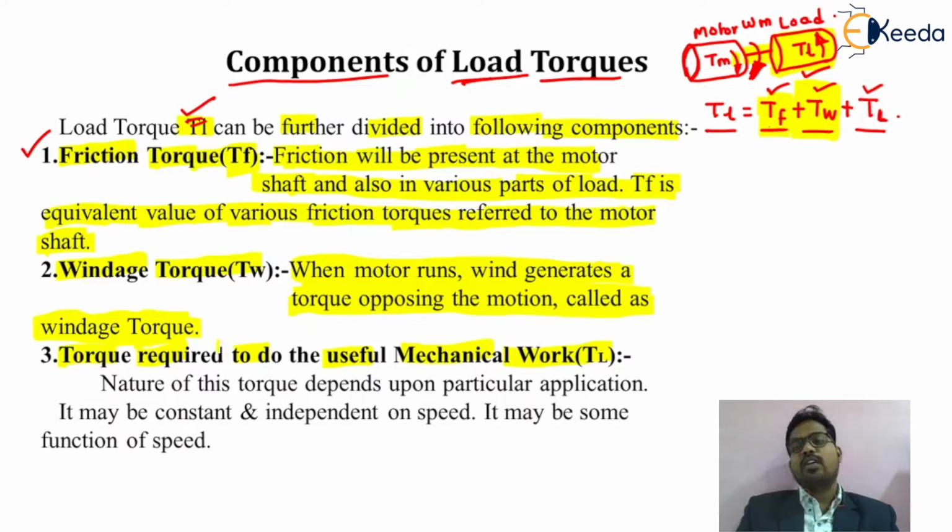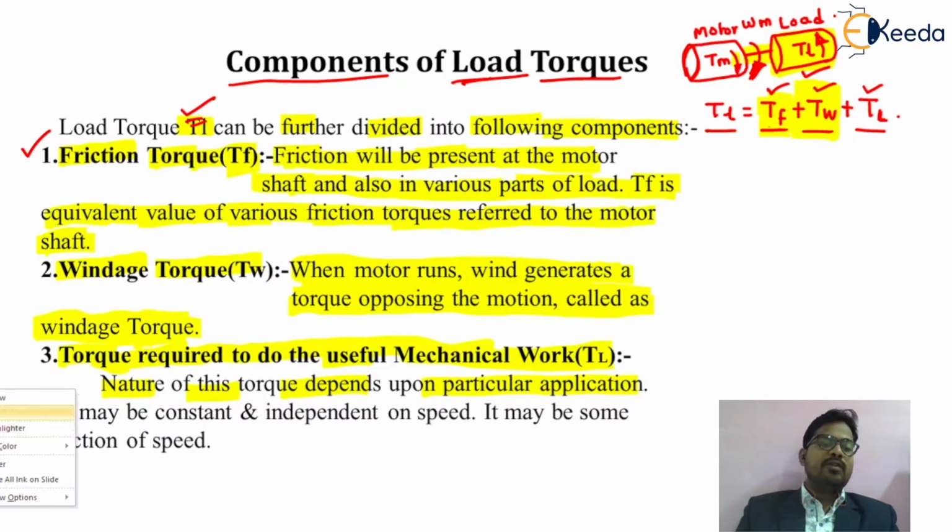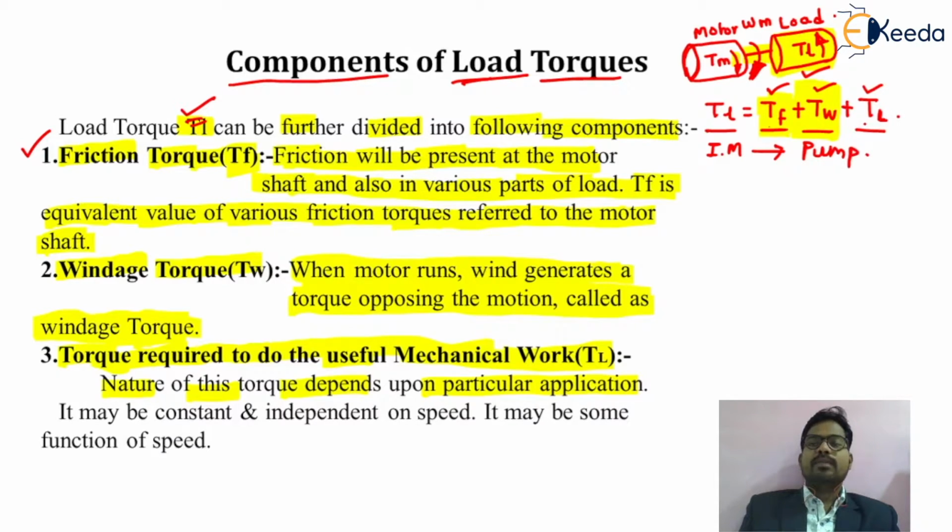Then the third type of torque, a component of load torque, is the torque required to do the useful mechanical work, and that will be indicated by the value TL. The nature of this torque depends upon the particular application. For example, if we are using an induction motor for a pump, the torque of that pump is called the load torque, the torque required to do the useful mechanical work. So that will depend upon the application.